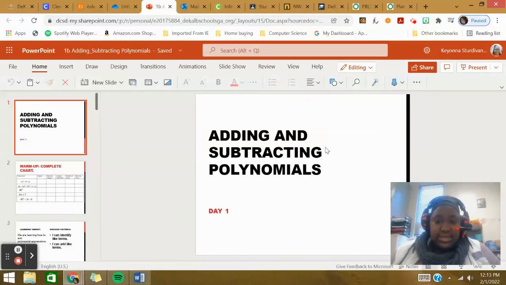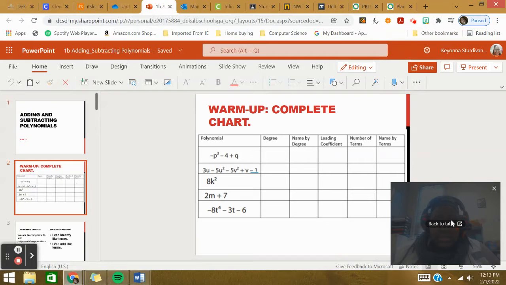So we are looking at adding and subtracting polynomials, and this is our first day on it. Let's take a look at the warm up for today. I'm going to go ahead and blow this up.